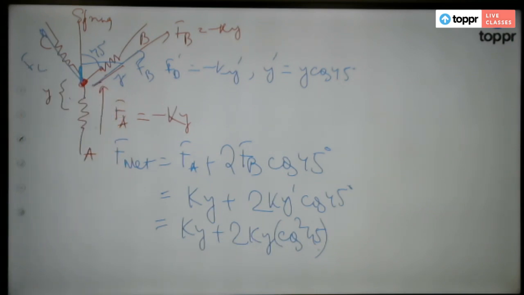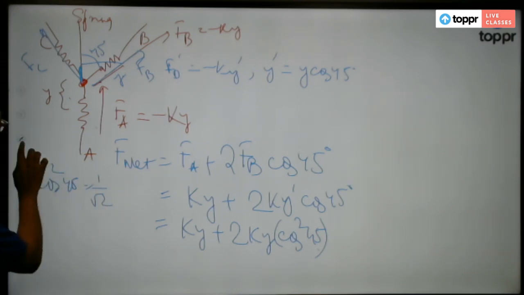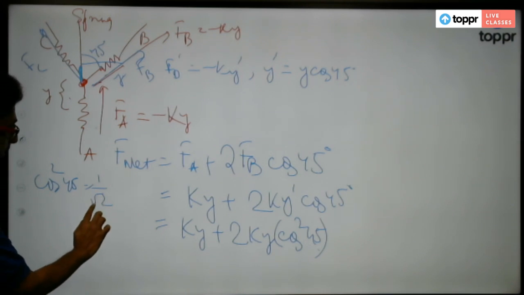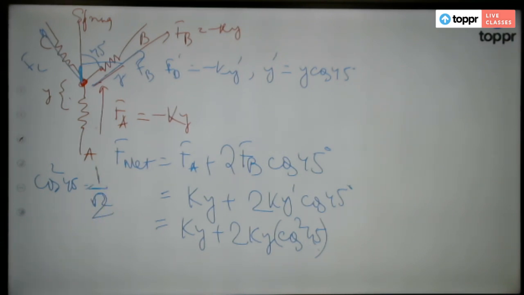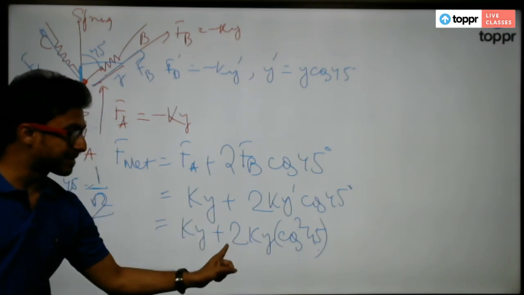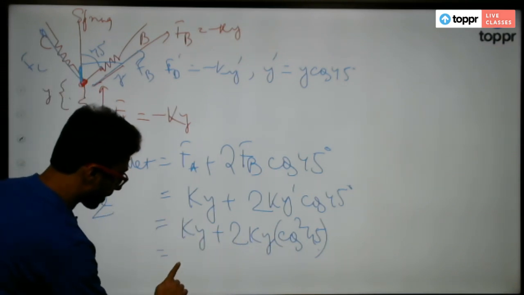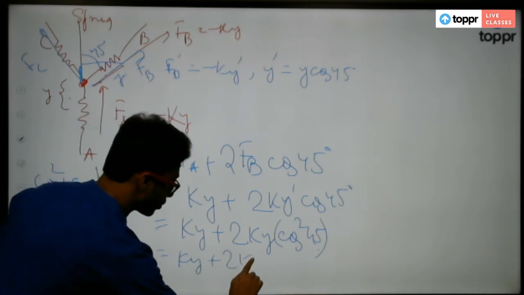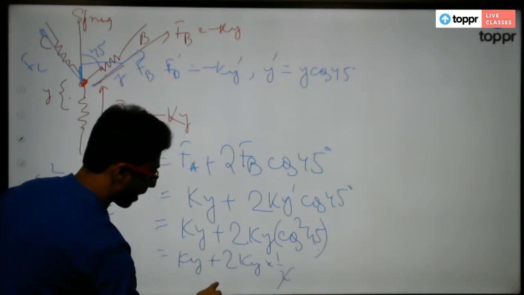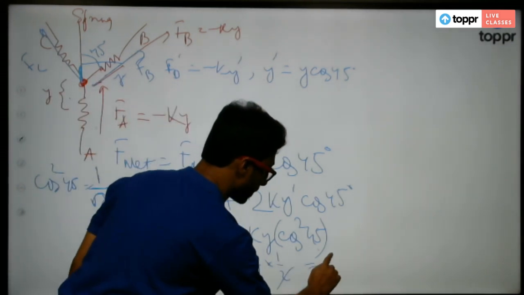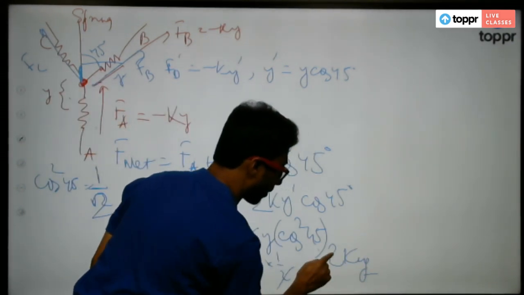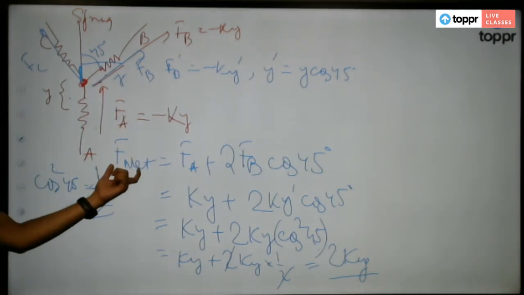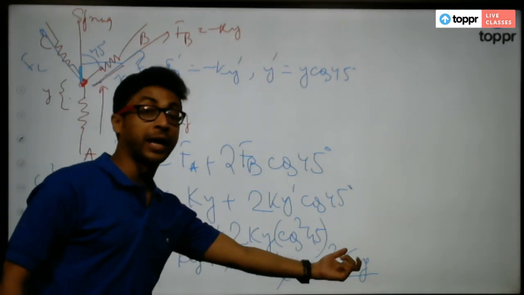Now see, cos square 45. Cos 45 is how much? Cos 45 is 1 by root 2. So cos square 45 is half, 1 by 2. So the 2 and the 1 by 2 cancel out. So it becomes ky plus 2ky into half, which is 2ky. Understand? The net force equals 2ky.